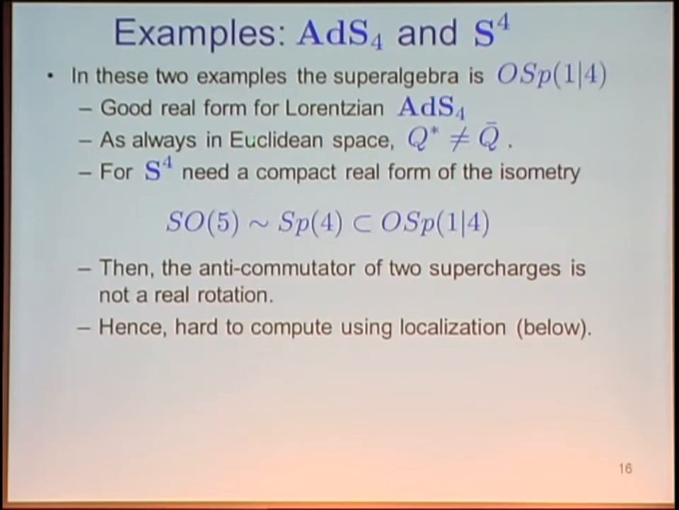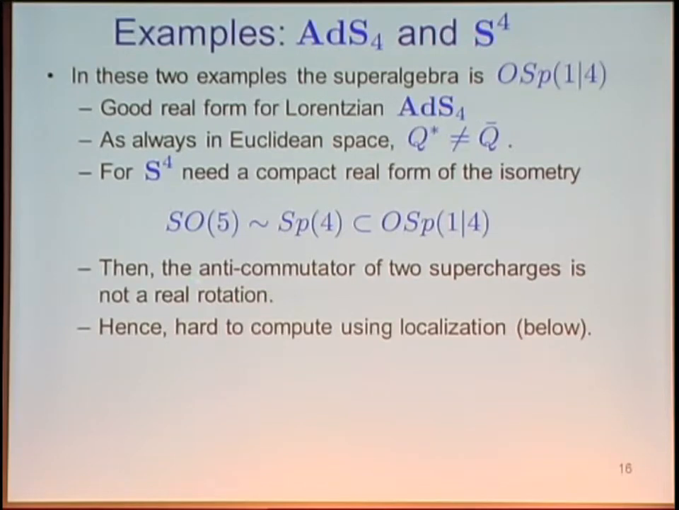But for S4, the situation is a little bit more interesting. See, OSP(1|4) has a bosonic subalgebra SP(4), which is locally the same as SO(5). And the isometry of S4 is SO(5). So if we would like to have nice symmetries, nice supersymmetry for S4, we should pick a real form, which is the compact real form from this SO(5), and there is no such real form for OSP(1|4).